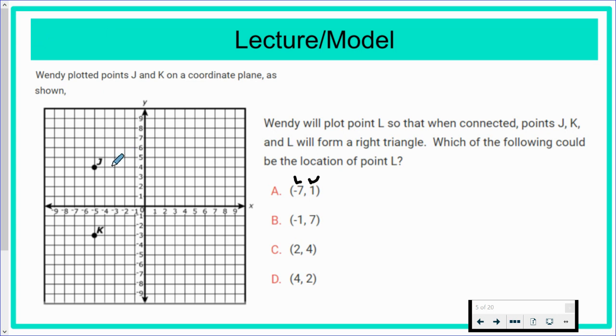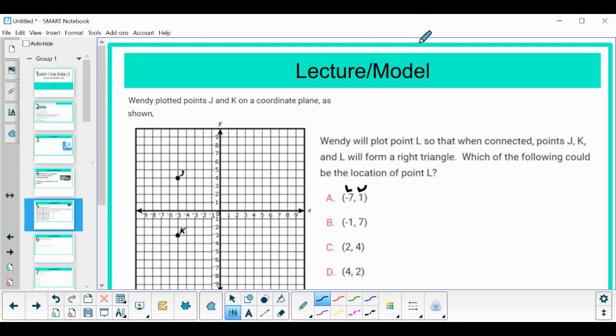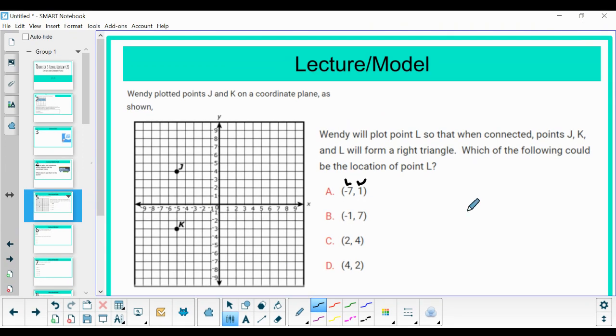Let's get started. All right, Wendy plots points J and K on the coordinate plane as shown, and she wants to plot a third point to make a right triangle. Remember, a right triangle has two straight lines to make a right angle. I see already that points J and K will make a straight line, so I'm going to connect a line there.